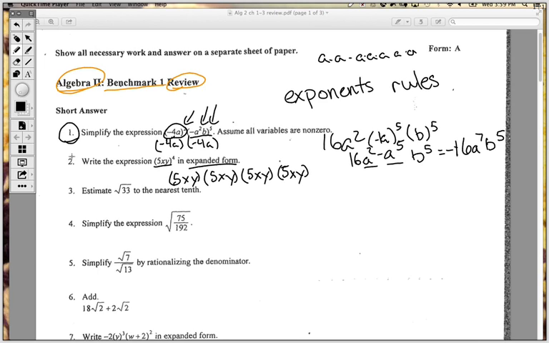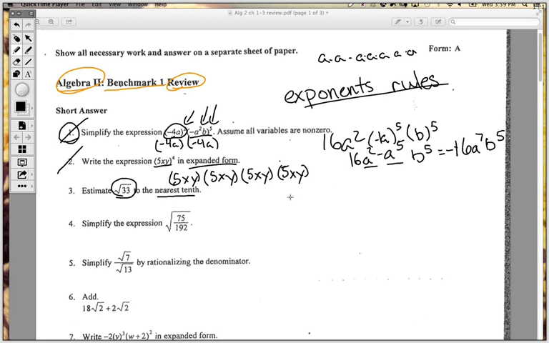So we got 1 done, 2 done, both talking about exponents and the rules of exponents. Now we're getting into some radicals. All right, estimate the square root of 33 to the nearest tenth. If I wanted to estimate, that just means that I got to get close. I don't really need to get right to it, I just need to get close to it.